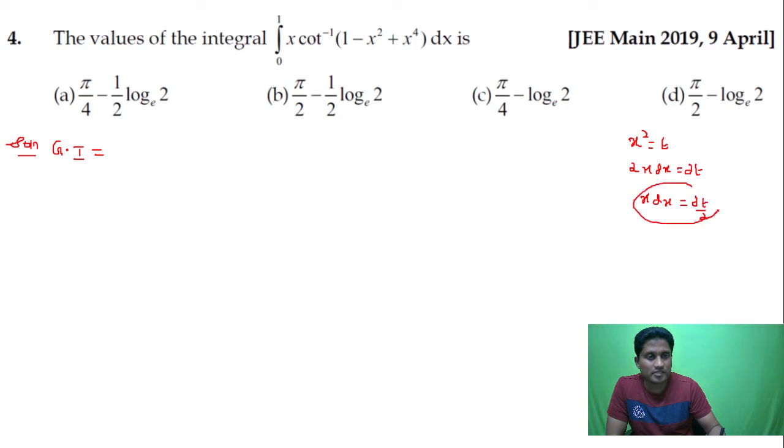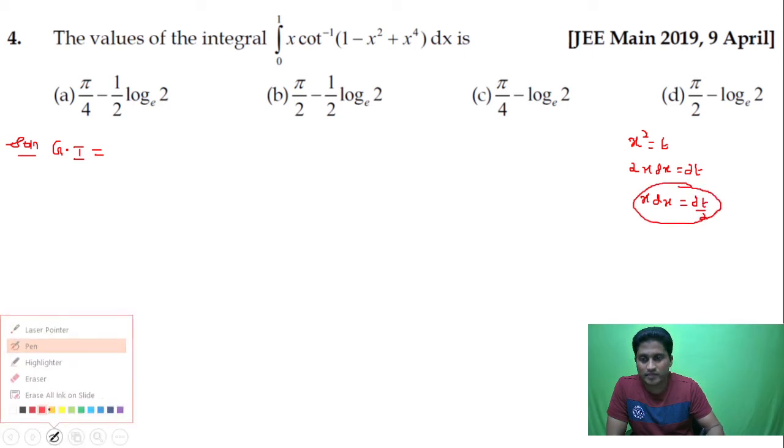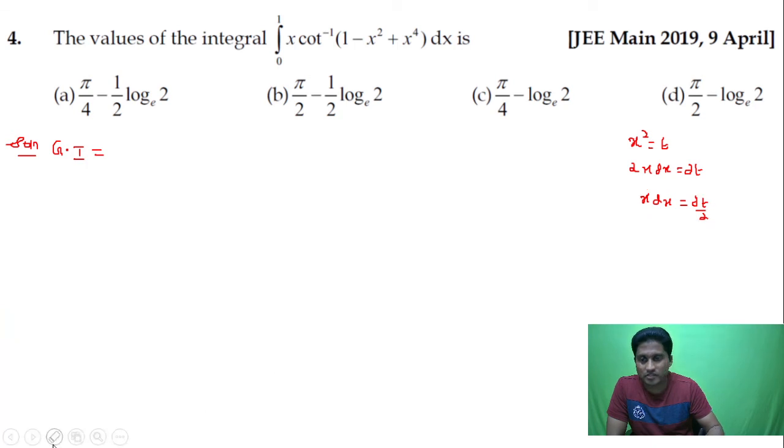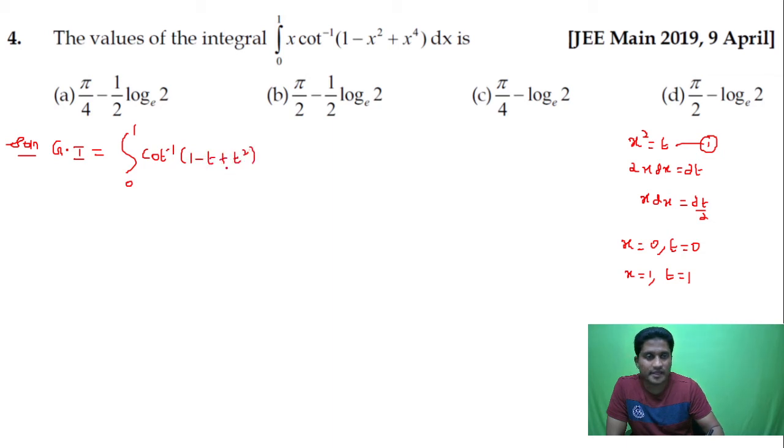Even the limits will change. When x is 0, t is 0. When x is 1, t is 1. Call this equation 1. So this becomes integration 0 to 1, and then this is cot inverse of x square, which is t. X to the power of 4 will be equal to t square. X dx is equal to half into dt.